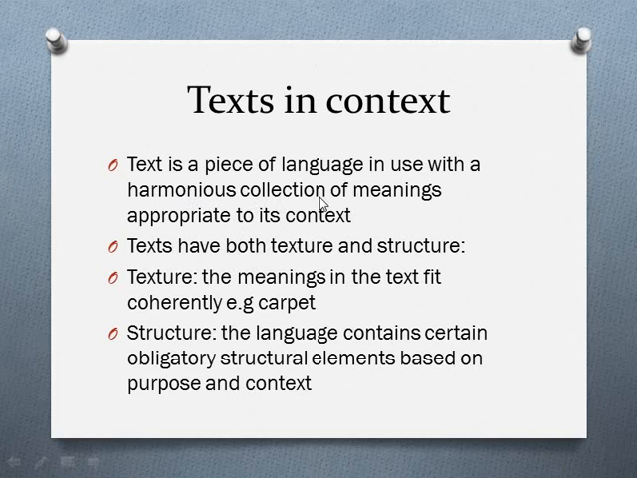Okay, so this is the example of written text. Okay, next, texts have both texture and structure. What does it mean? So text, just what I have mentioned before, has texture. It means that the meanings in the text fit coherently, just like a carpet or a cloth. The meanings mean the words that we use from the first until the last of the text.